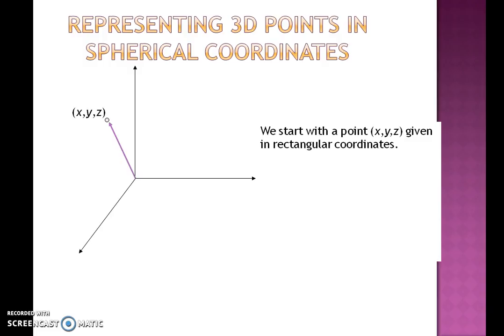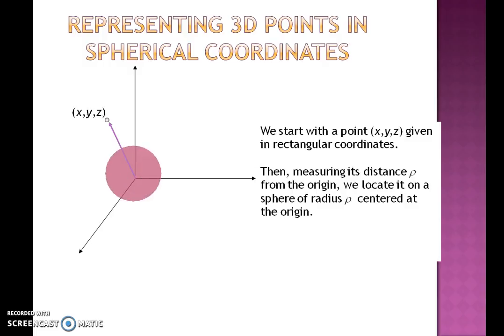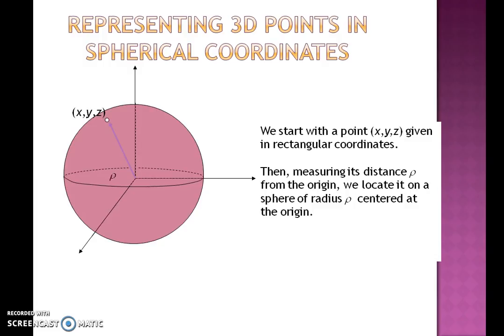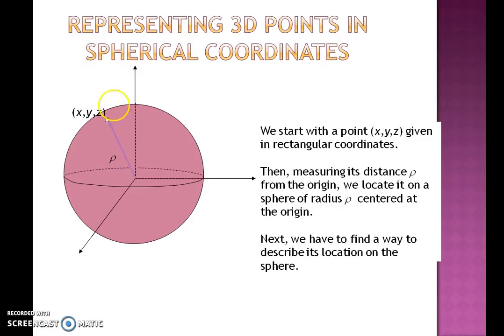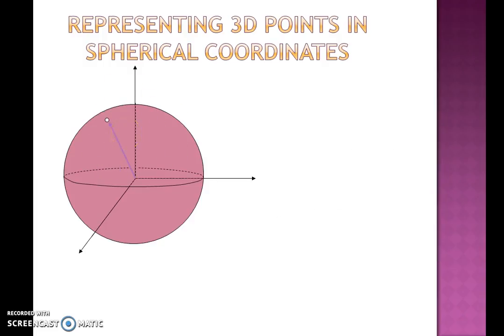We start with the point x, y, z in the rectangular coordinate system. Suppose this is any point P, with the x, y, z axes. Then, measuring its distance from the origin, we locate it on a sphere of a radius denoted by r, or also denoted by rho. Next, we have to find a way to describe its location on the sphere.